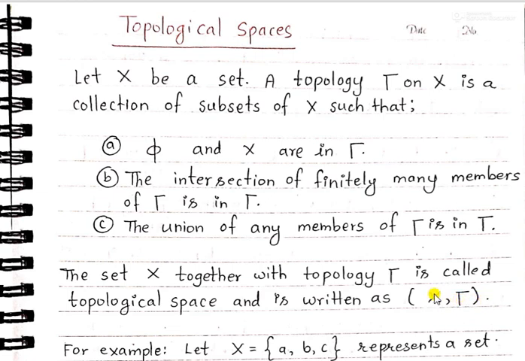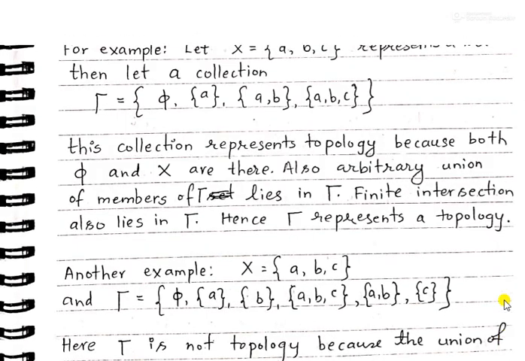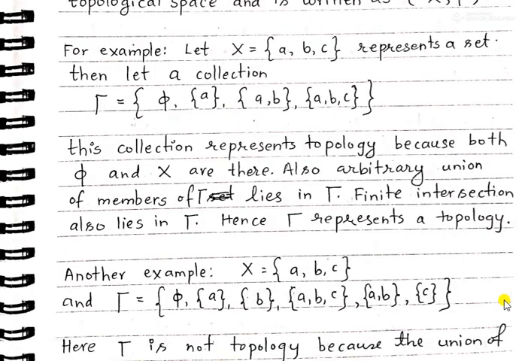Now, for any set there can be many topologies. Let us look at some examples. Here we have X equal to {A, B, C}, representing any set. Let us take a collection {phi, A, AB, ABC}, where ABC means X itself. If we look at the criteria for a sub-collection to become a topology, phi and X should be there. Yes, in this collection we have phi and ABC, the whole set. That's fulfilled.